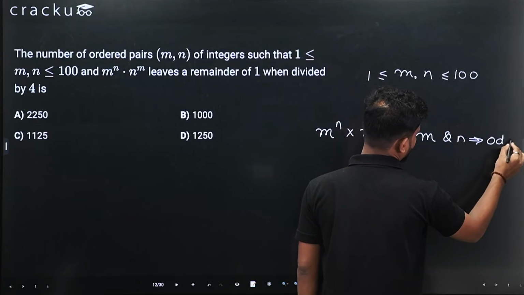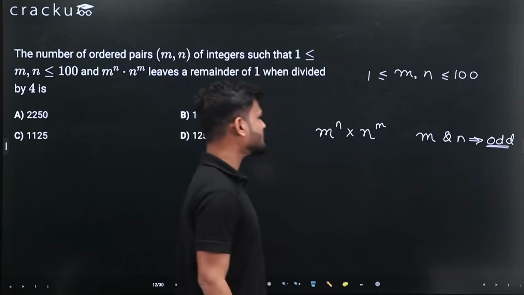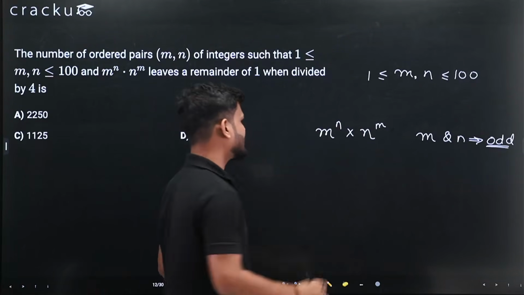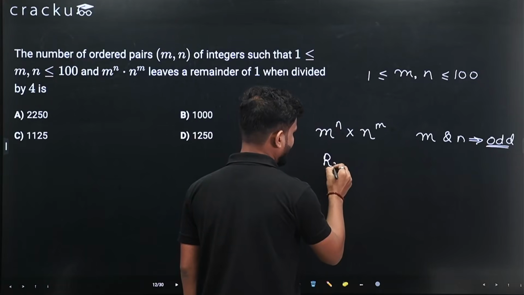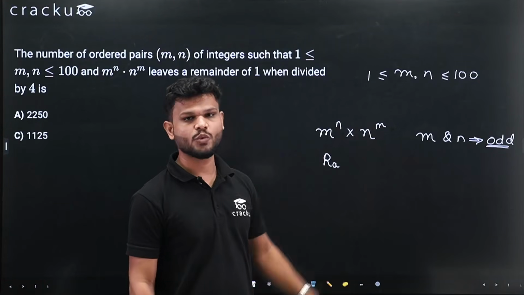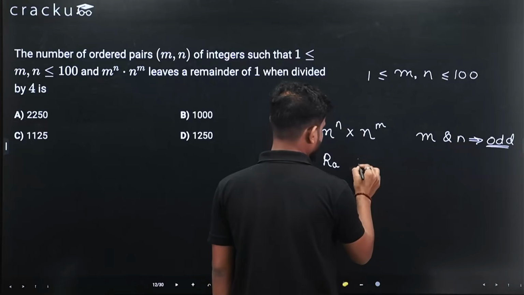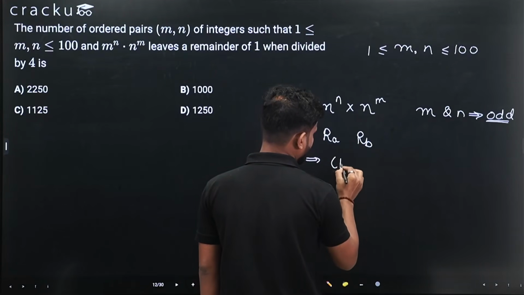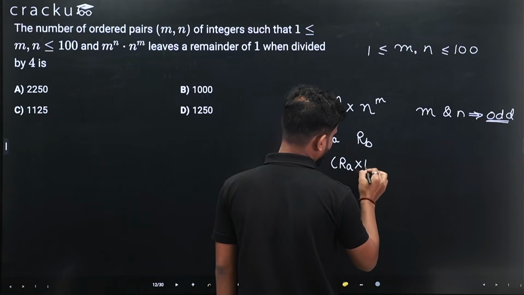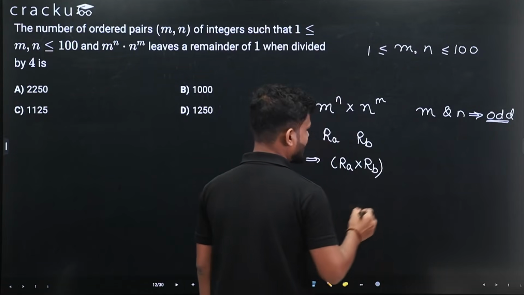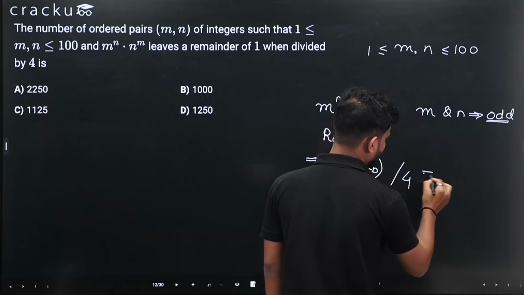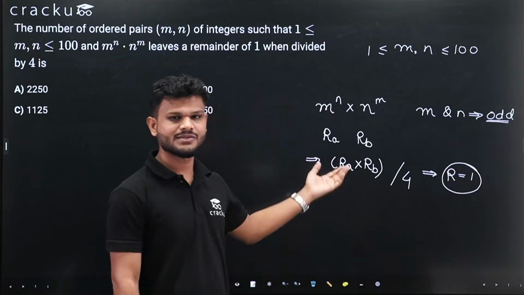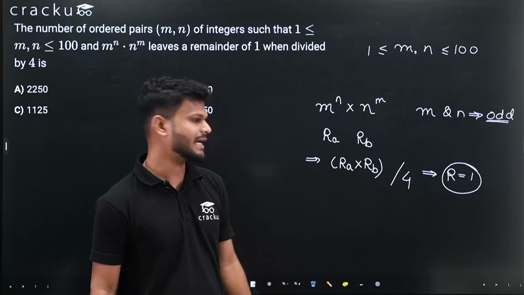They should be odd, right? Let us say when m raised to n is divided by 4, the remainder is Ra. And when n raised to m is divided by 4, the remainder is Rb. So what I want is that when Ra into Rb is divided by 4, the remainder should be equal to 1. Right? This is only the normal remainder, that's how we calculate, right?